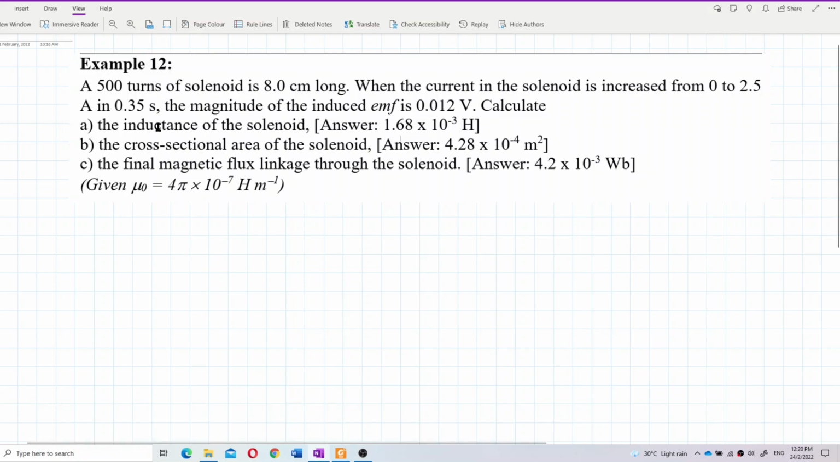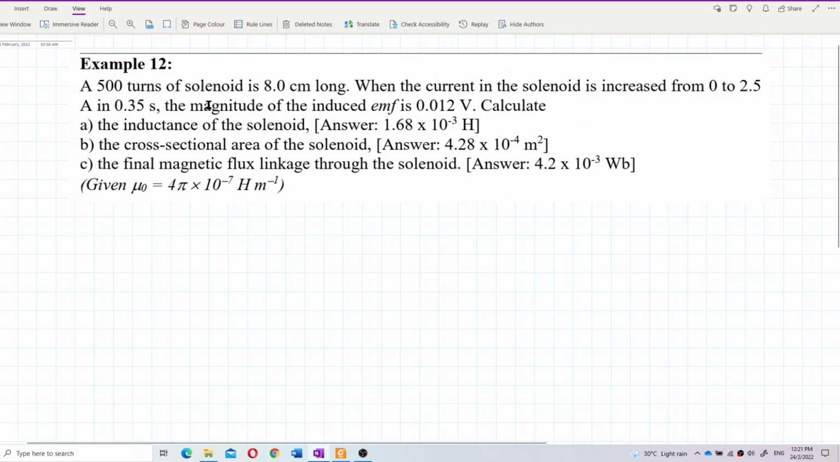Okay, a 500-turn solenoid is 8 centimeters long. When the current in the solenoid is increased from 0 to 2.5 amperes in 0.35 seconds, the magnitude of the induced EMF is 0.012 volt. Calculate the inductance of the solenoid, the cross-sectional area of the solenoid, and the final magnetic flux linkage through the solenoid.